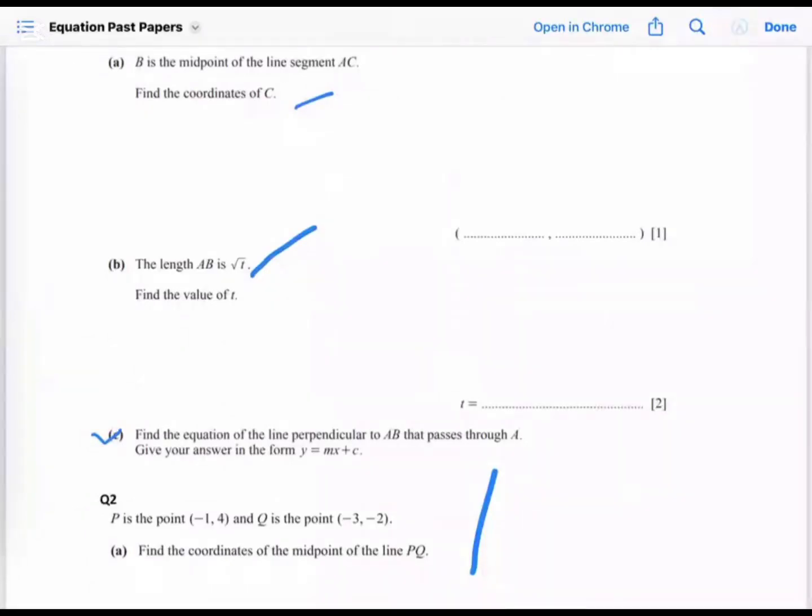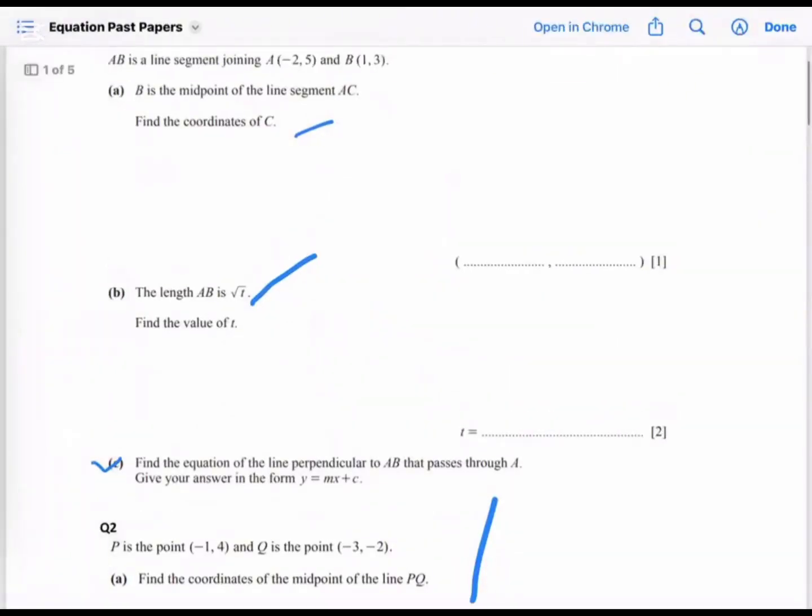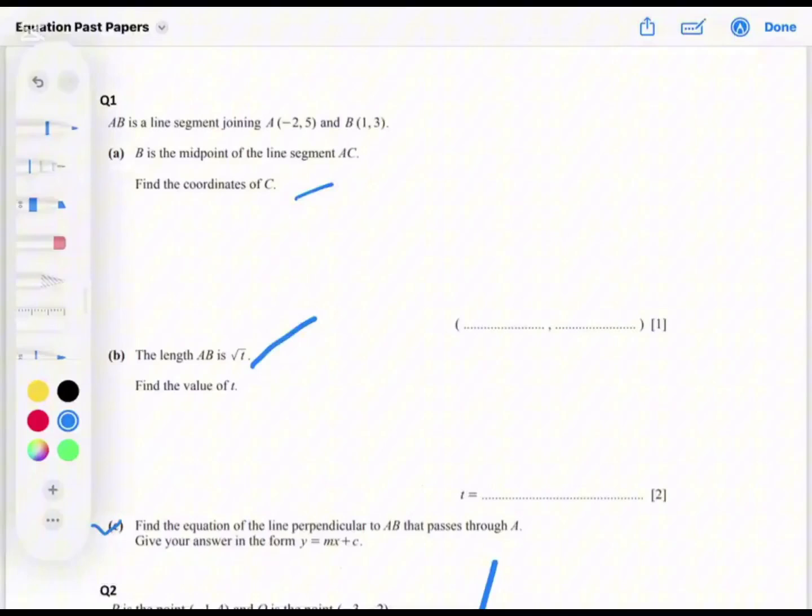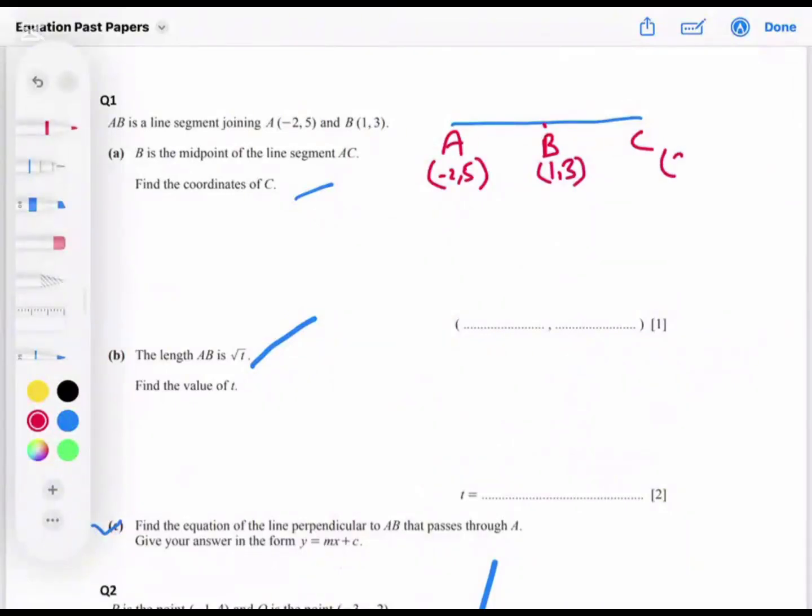Now, P is the midpoint of the line segment AC. For example, I have a straight line. P is basically the midpoint of A and C. The point A is (-2, 5), P is (1, 3), and we don't know C. So now I will apply the midpoint formula to find the C coordinates. Right now we know the midpoint value, that is (1, 3). I will write (1, 3).